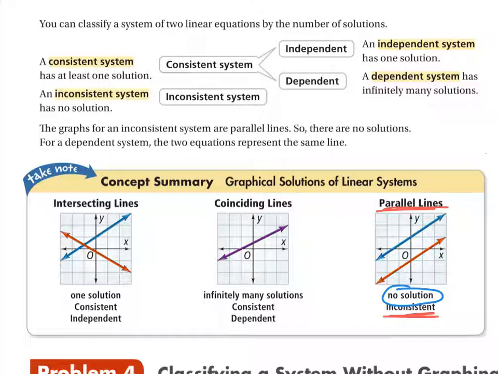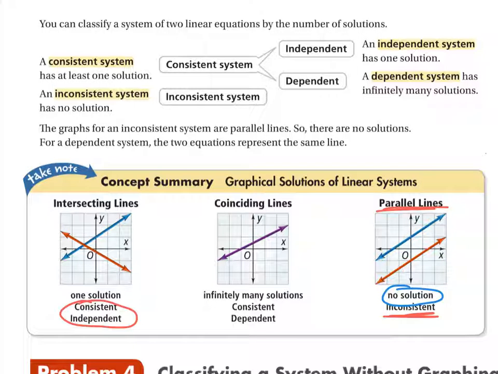Well, then the other two, if we have solutions, because that right there is the big distinction between the two. If you have solutions, it's consistent. If you have no solutions, it's inconsistent. Okay? So if you have solutions, it's consistent. If you don't have solutions, it's inconsistent. Well, between the consistent, we have independent and dependent. We have two subgroups. Okay? Independent and dependent.